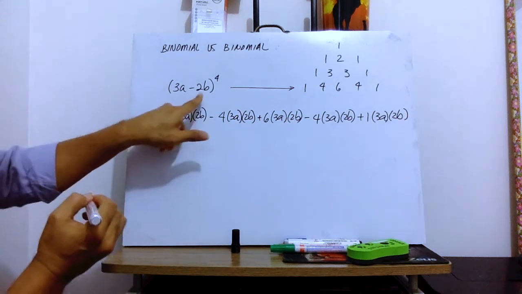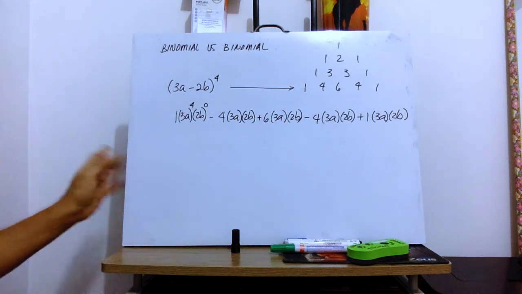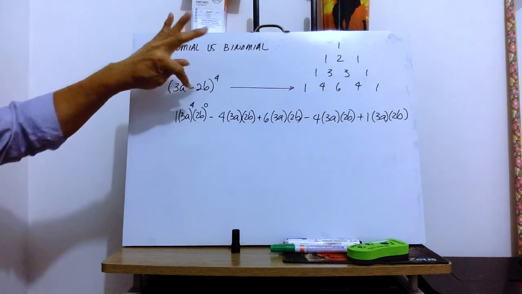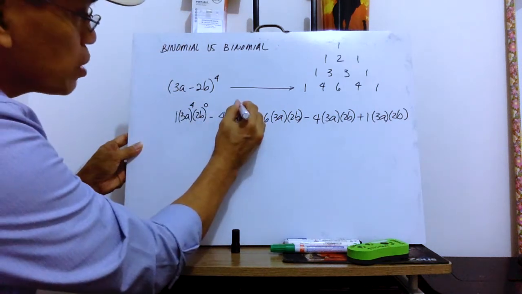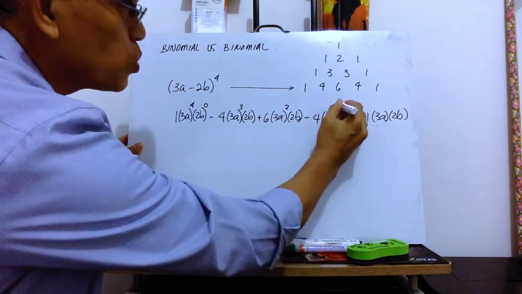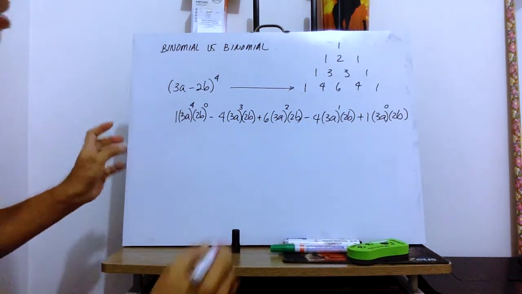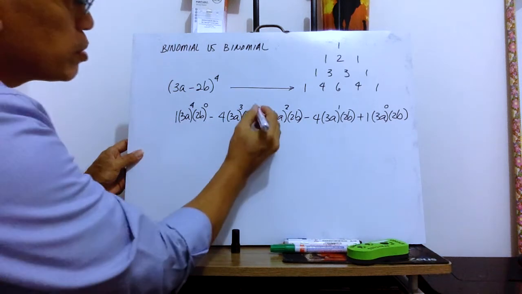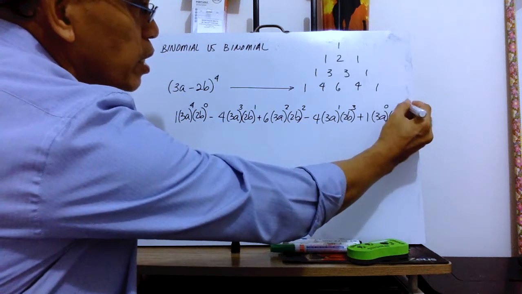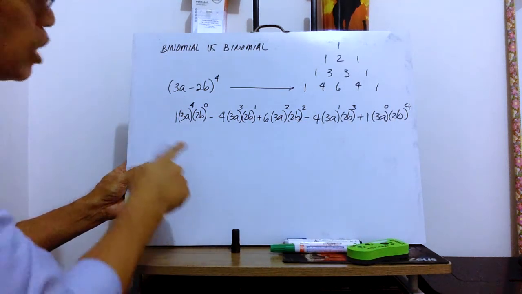Okay. The second term is raised to 0. And then as we go along, the first term's exponent decreases. From 4, it becomes 3, and then 2, then 1, and finally 0. And then for the second term, it starts with 0, then 1, and then 2, and then 3, and then 4. Okay? Then we evaluate.